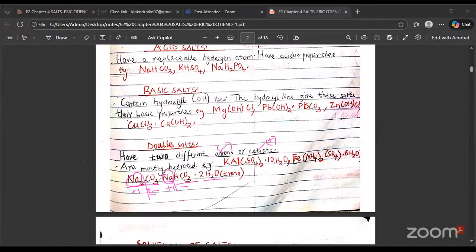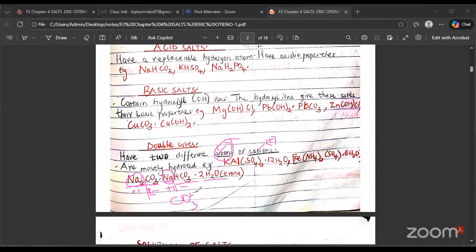The cations are the same because it is sodium. Now, what is different is the anions. The anions are different. In this case we have two anions. We have the carbonate. Can somebody give me the name now of these things?